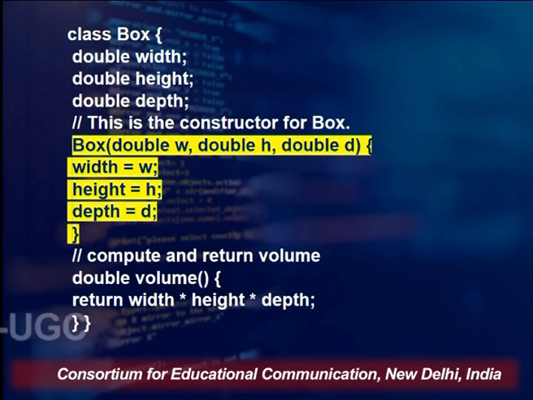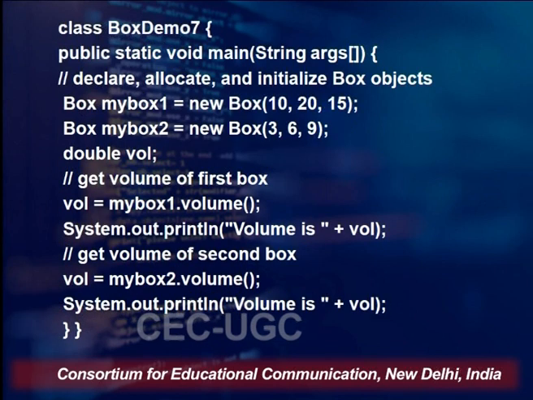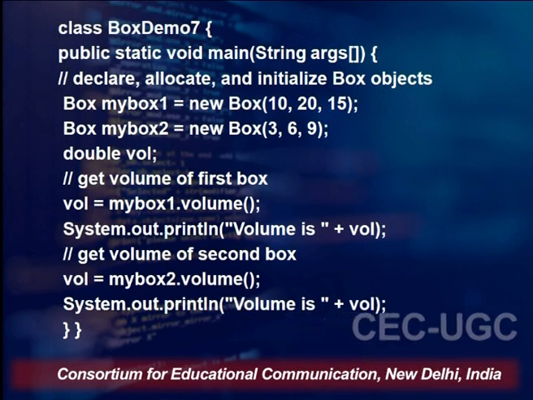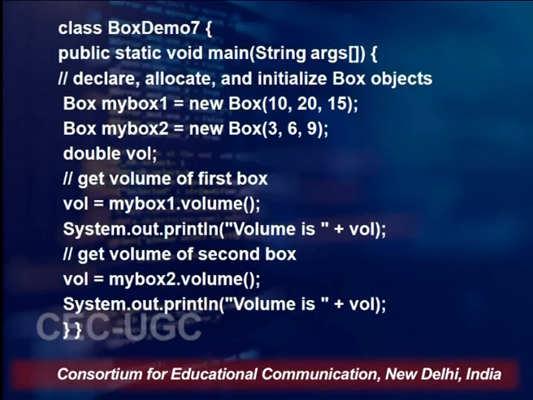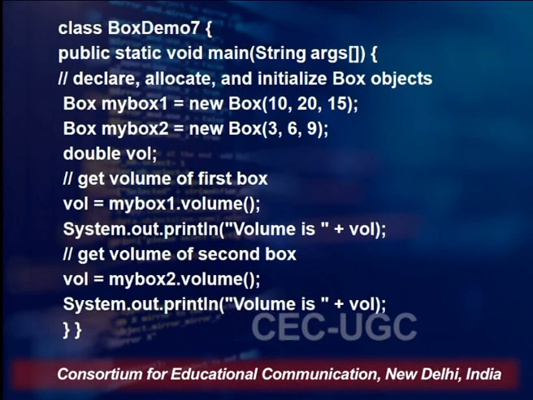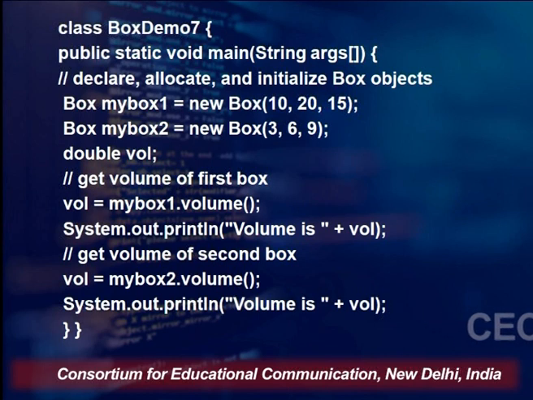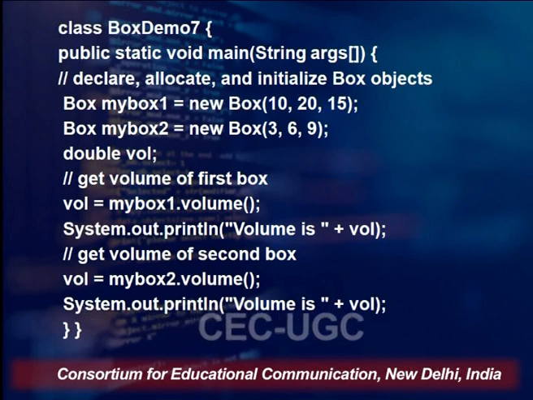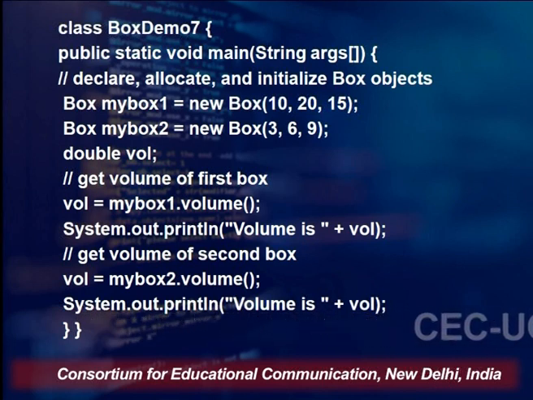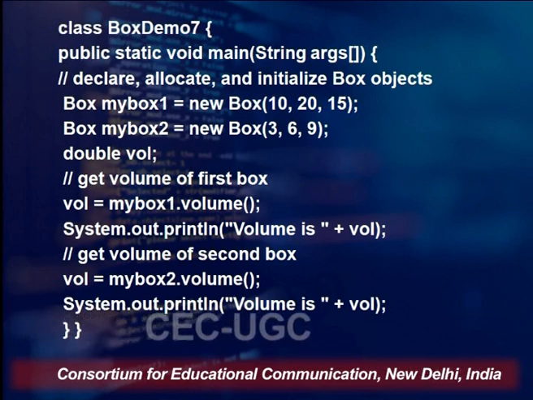width, height and depth. So essentially, myBox1 is an instance of the class Box which is being created. Now it has 3 variables, which are width, height and depth, and the values of those variables are 10, 20 and 15. Similarly, on the next line, when I say Box myBox2 is equal to new Box(3, 6, 9), that means another instance of the Box class is going to be created, which is myBox2, and the dimensions, which are width, height and depth of myBox2, are 3, 6 and 9.